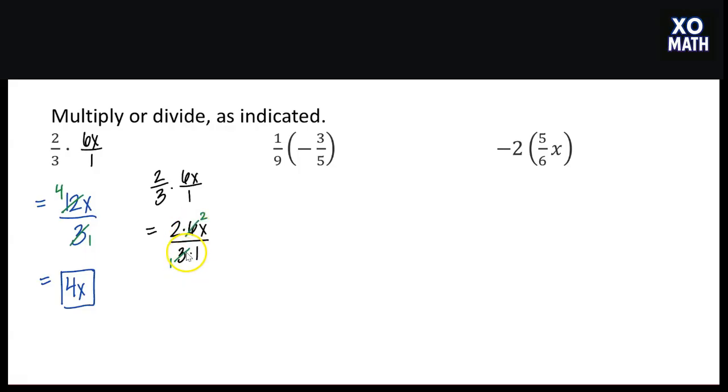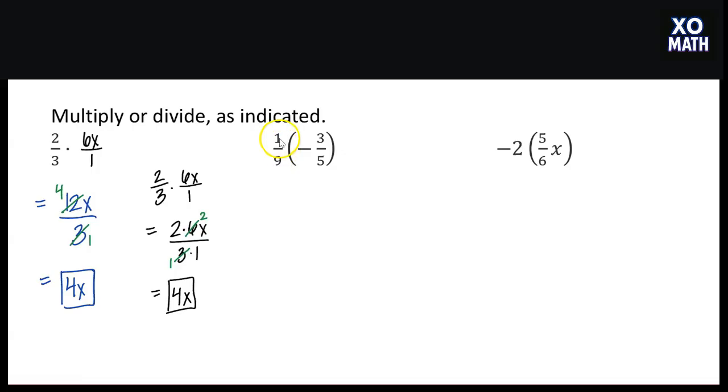So if we perform that division first, now when we perform the multiplication, 2 times 2x, well, that's just 4x. And in the denominator, I have 1 times 1, which is just 1, leaving us with our final simplified answer of 4x. So we could choose to do the multiplication first or the division first.